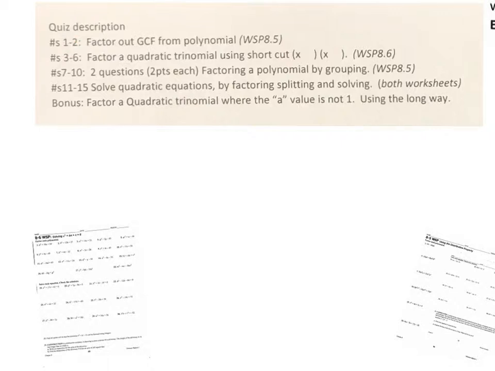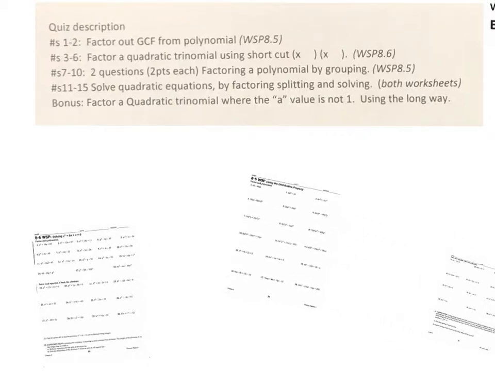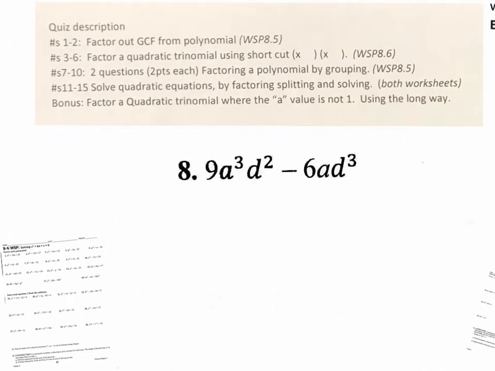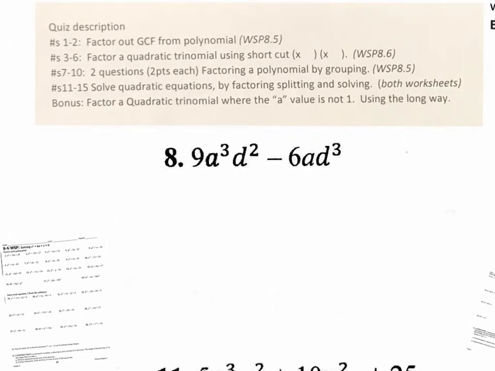The first 2 questions are going to be factoring out the GCF from a polynomial, and that's from worksheet 8.5. So if you have 8.5, you could look at it. We have some right here where I simply ask you to factor it. So here's just a random example, number 8. What is the GCF? What could you factor out of there? 3. There's definitely a 3. What else? An A and a D. There's an A and there's a D, but the maximum amount of D's that you could pull out is a D squared. So your GCF is 3AD squared.